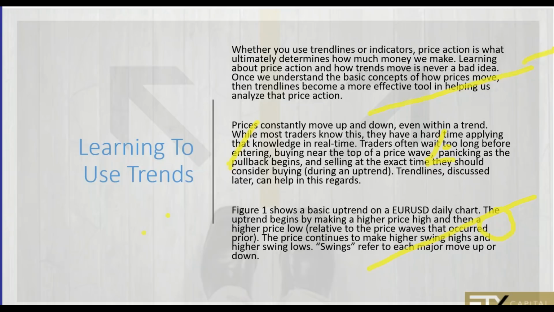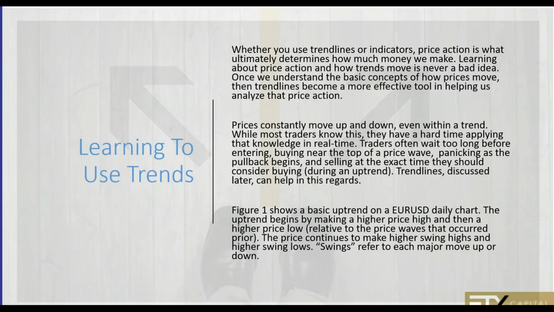So whether you use trend lines or indicators, price action is what ultimately determines how much money we'll make. Learning about price action, how trends move, is never a bad idea. Once we understand the basic concepts of how price moves, then trend lines become a more effective tool in helping us analyze price action. Prices constantly move up and down, even within a trend. While most traders know this, they have a hard time applying that knowledge in real time. Traders often wait too long, entering buys near the top of a price wave, panicking as it pulls back, and selling at the exact time they should be considering buying.